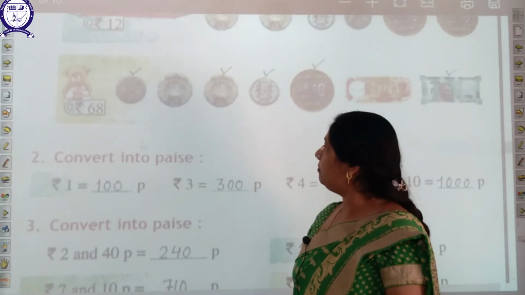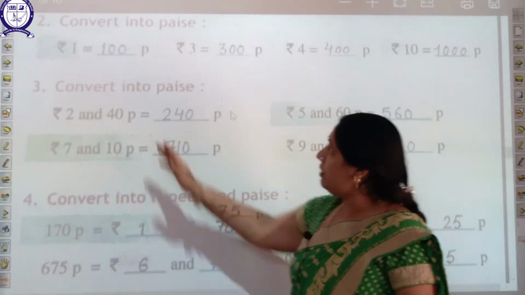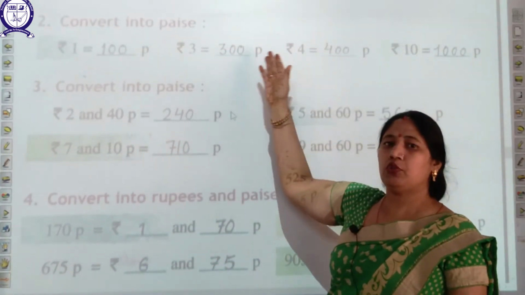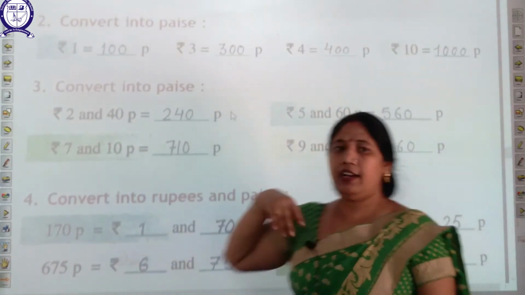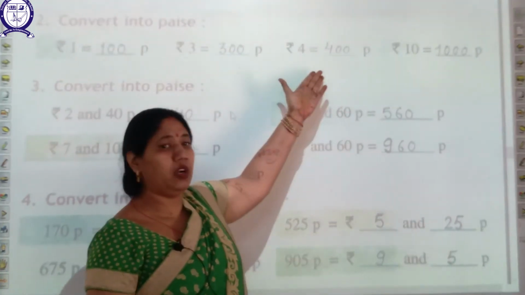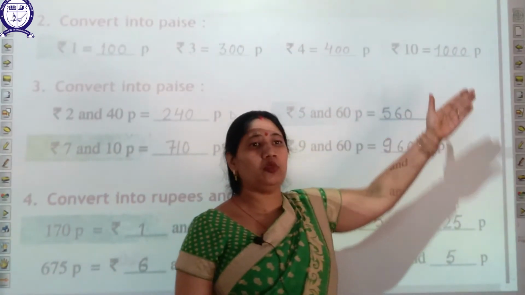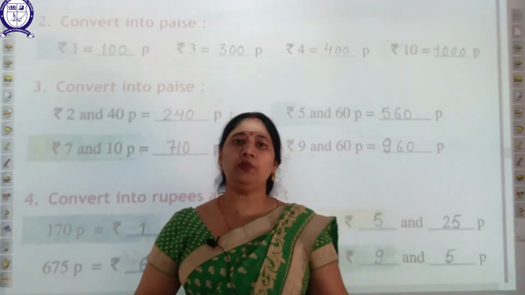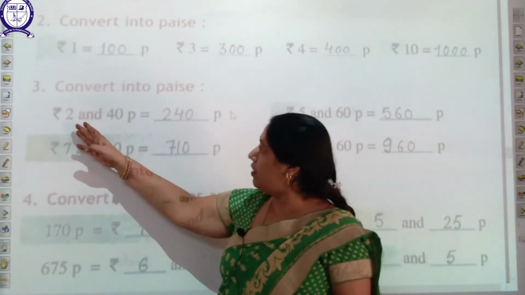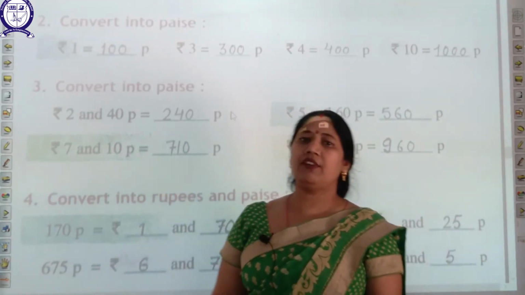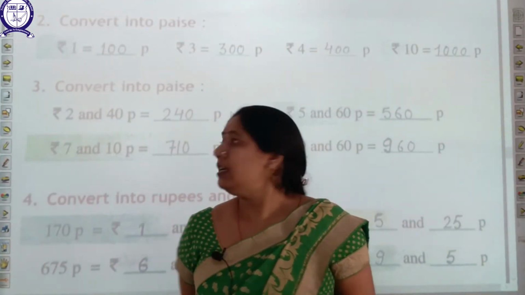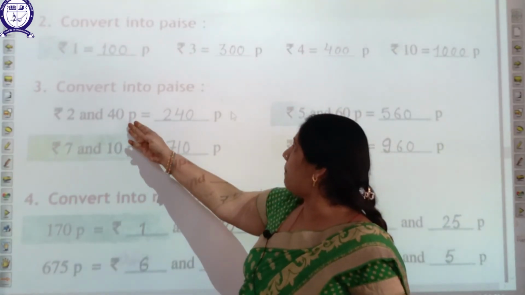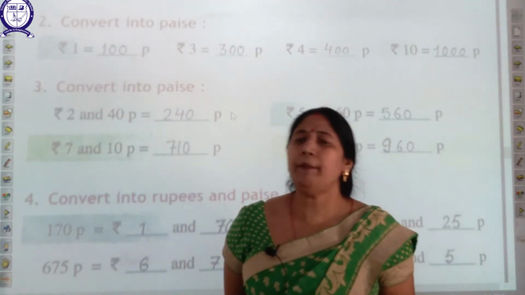Convert into paise. 1 rupee is equal to 100 paise. 3 rupees is equal to 300 paise. 4 rupees is equal to 400 paise. And 10 rupees is equal to 1000 paise. When we have to convert into paise, firstly we have rupees and paise both. So firstly we have to convert the rupees into paise. So 2 rupees is equal to 200 paise. 200 paise plus 40 paise, 240 paise.